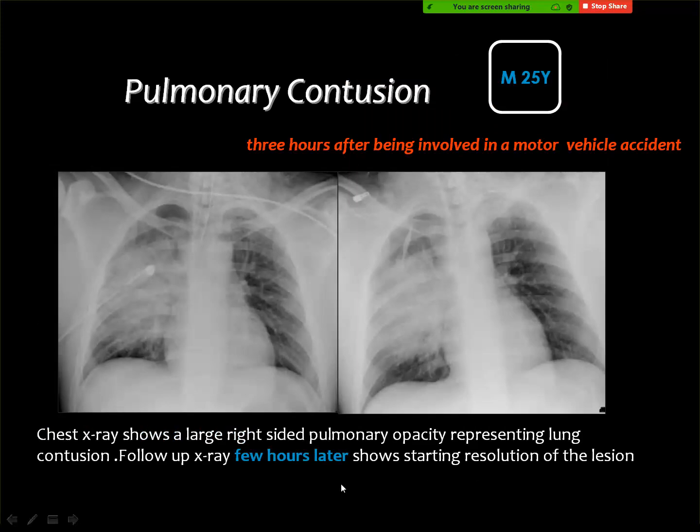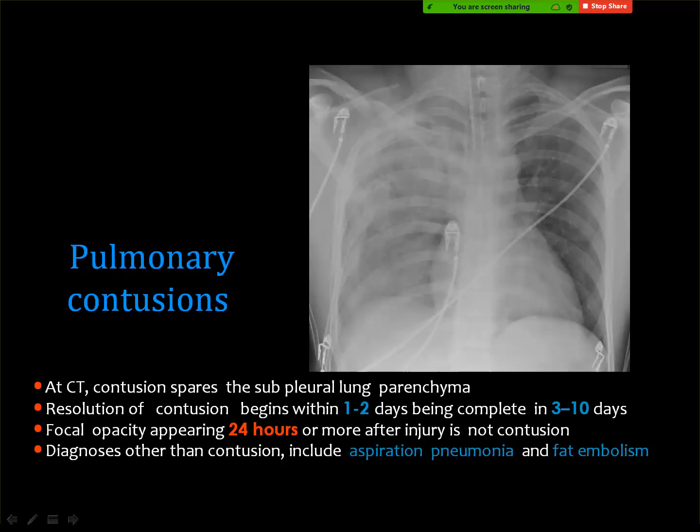Then, if you see an opacity in the lung immediately or a few hours after the accident, consider pulmonary contusion, and the follow-up will show significant changes in the opacity.